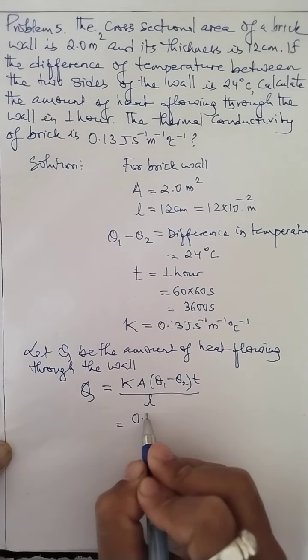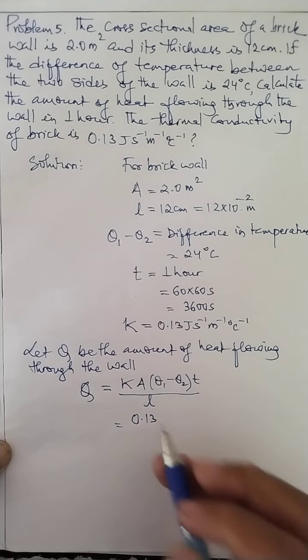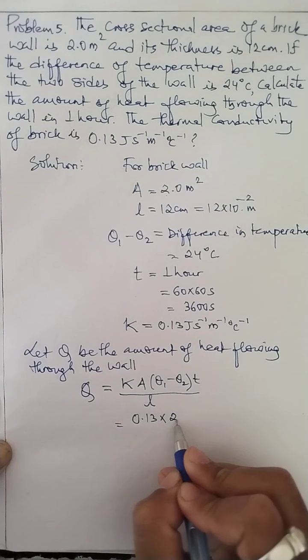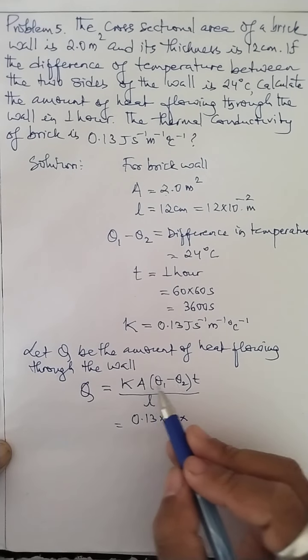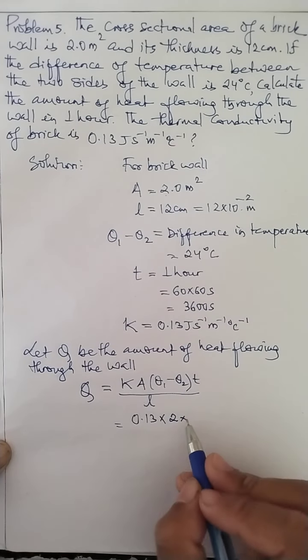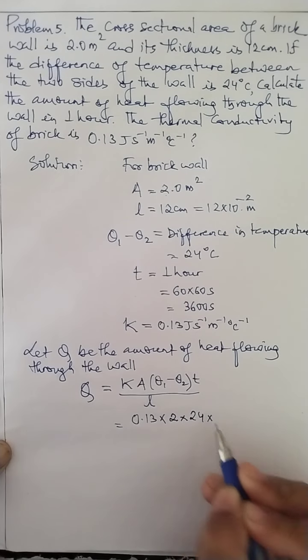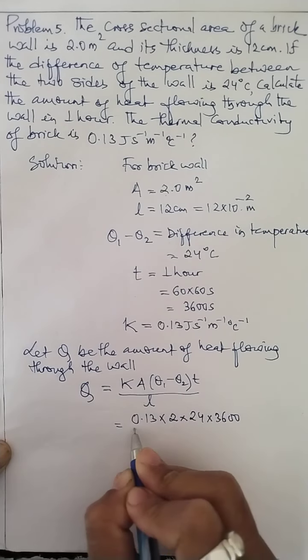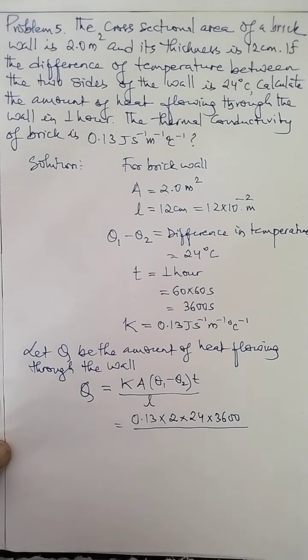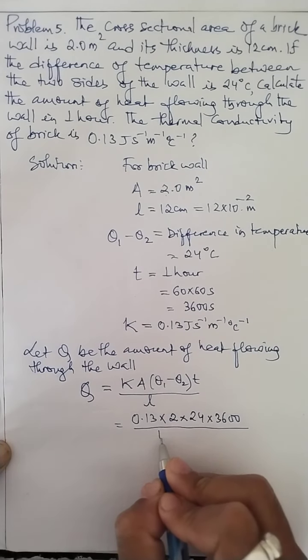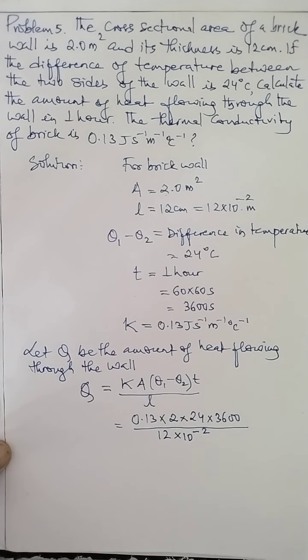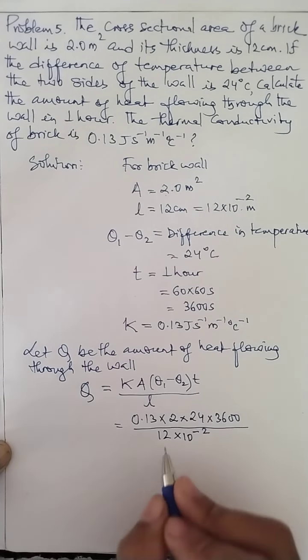K is 0.13, into area which is 2.0 meters square, means 2 only, into theta 1 minus theta 2 which is 24 degrees Celsius, I write 24 only, and the time which is given is 3600, divided by L, the length, which is 12 into 10 to the minus 2. So now we can simplify this. Let me divide.